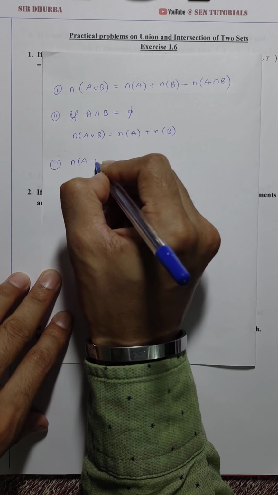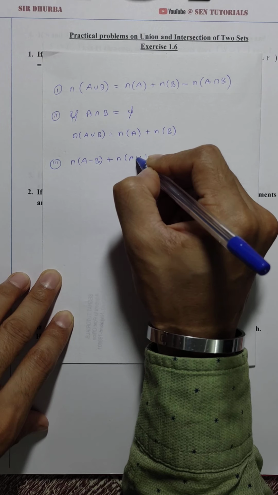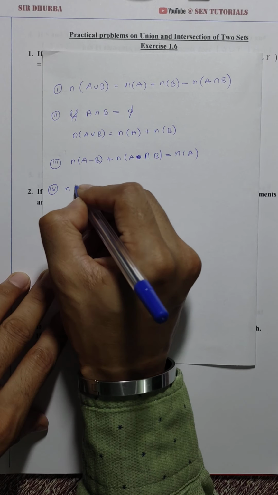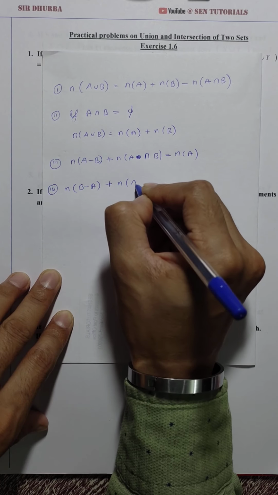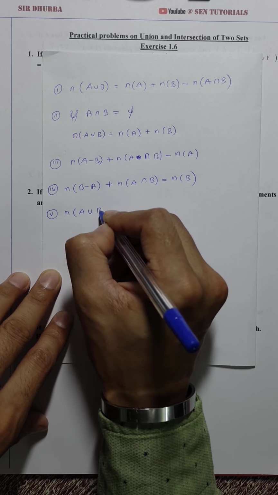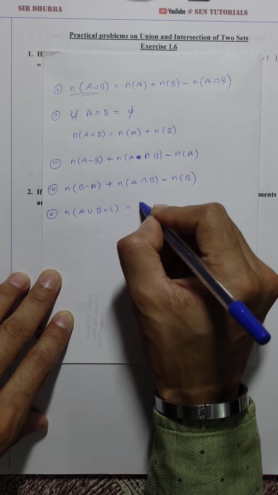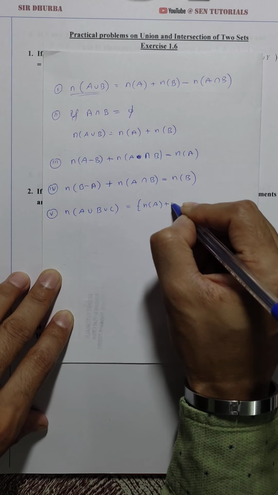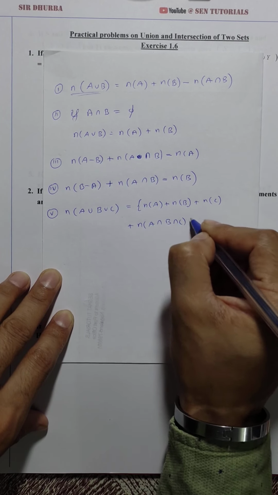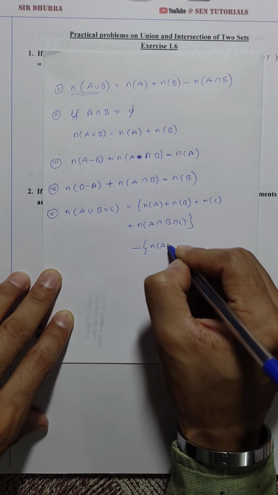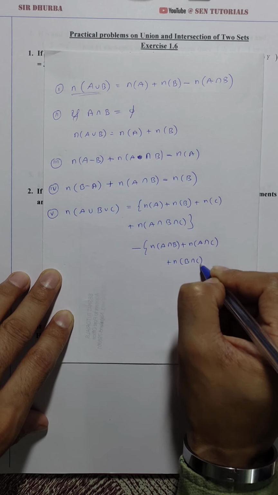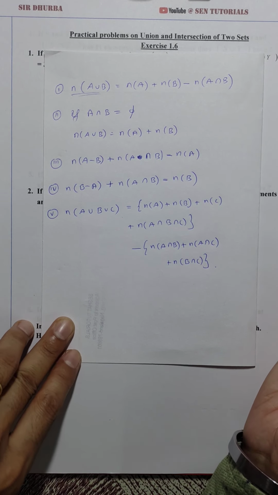The third one: the number of elements of A minus B plus the number of elements of A intersection B would be the number of elements in A. The fourth one: the number of elements of B minus A plus the number of elements of A intersection B would be the number of elements of B. And this can further be extended to the number of elements of A union B union C. The first one would be n(A) plus n(B) plus n(C) plus n(A intersection B intersection C) minus n(A intersection B) plus n(A intersection C) plus n(B intersection C). All this actually comes from Venn diagrams, of course.